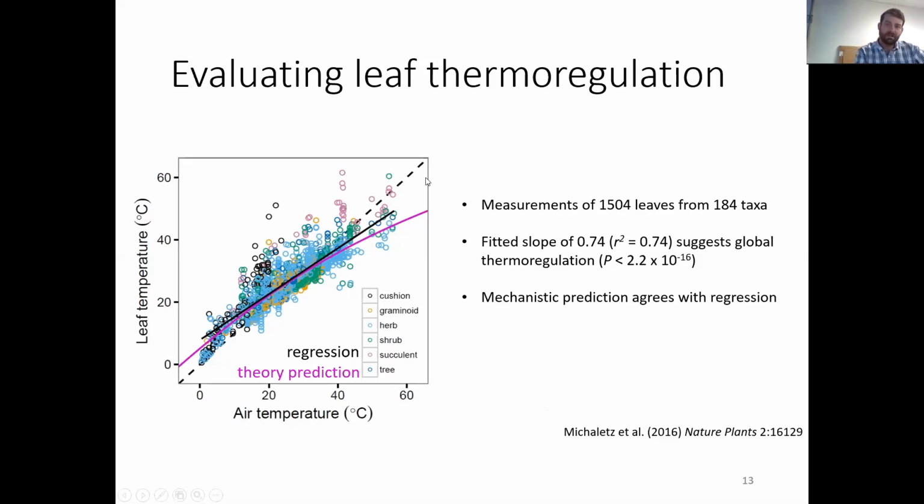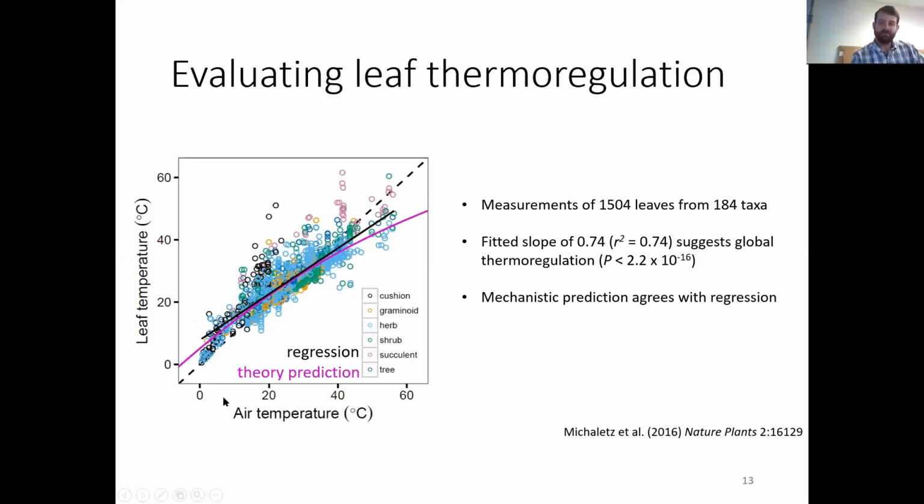The dashed line here is a one-to-one line. So this is where leaf and air temperatures are equal. And so again, if leaf temperatures are tracking air temperatures, all of these points should be along the dashed line. All of the points here, though, these are leaf temperature measurements. These are actually from the literature, and we had measurements from about 1,500 leaves from 184 different plant taxa. The different colors correspond to different plant growth forms.